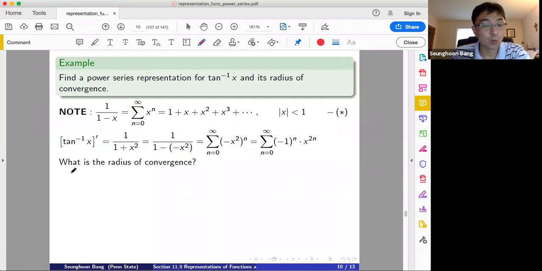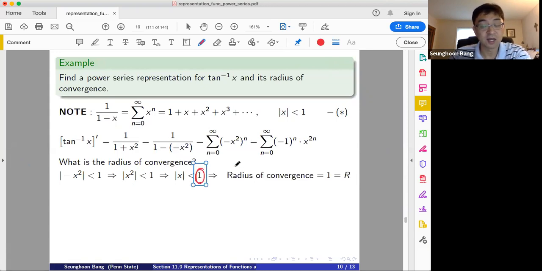Next, what is the radius of convergence here? What is the common ratio? The common ratio is minus x squared. This is the rule: plug this one into here. So we have this. The minus 1 is gone. Take a square root, is that right? Absolute value of x is 1. The radius of convergence is exactly 1.